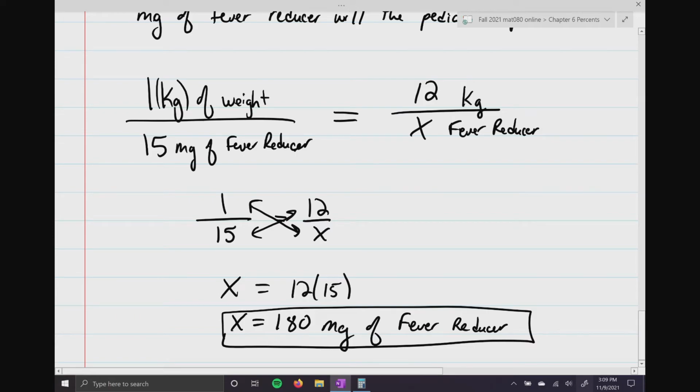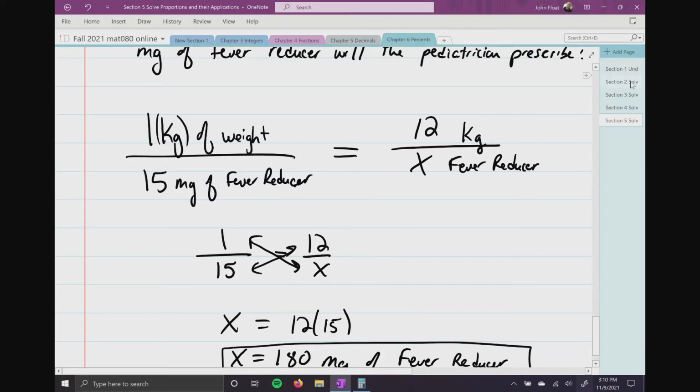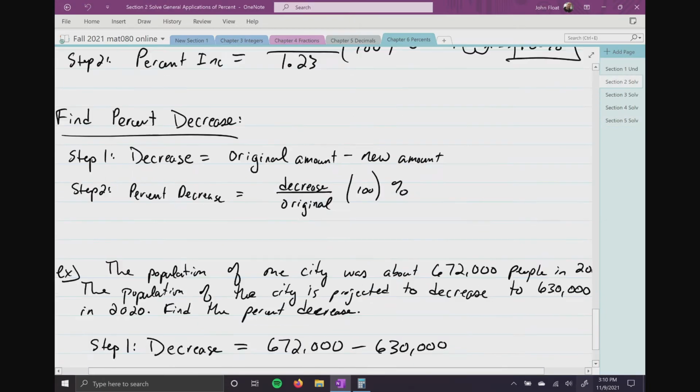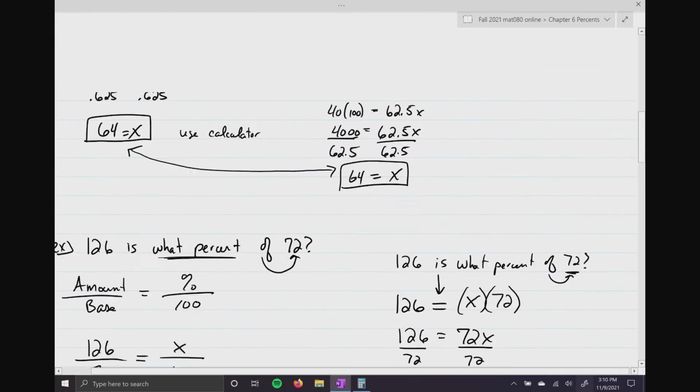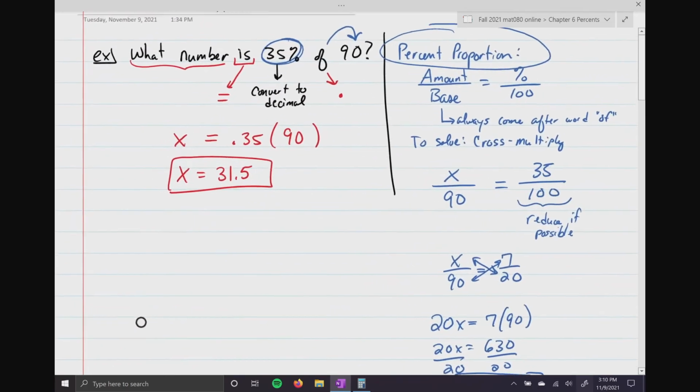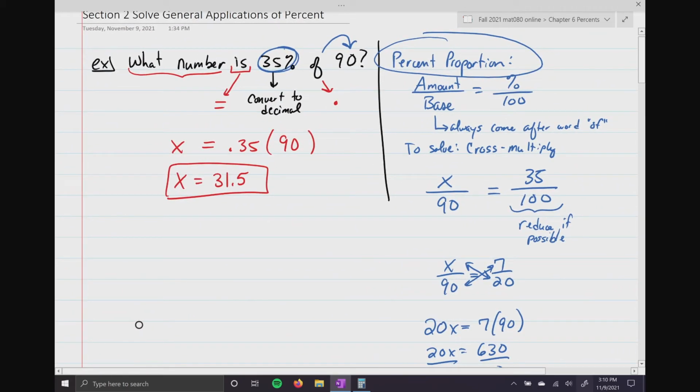Okay? So at the very start of section 2, we were looking at general application problems. So let me go back to section 2 so I can show you what I'm talking about. So we did this example here, which was, what number is 35% of 90, okay? And we did it the old school way, which is just using an equation. I think that's a little bit more difficult at times. But then in blue, I showed you this percent proportion.